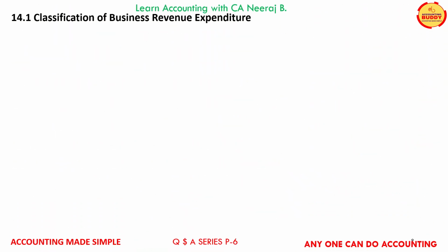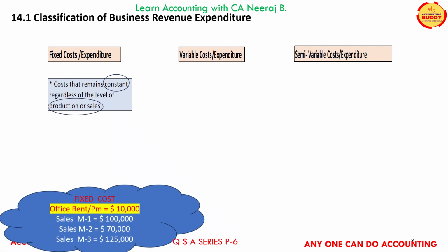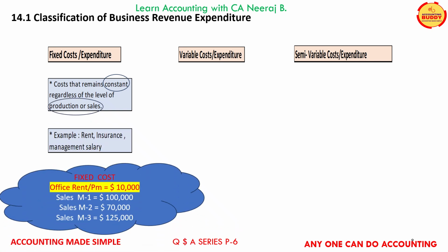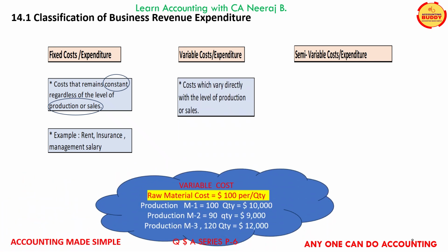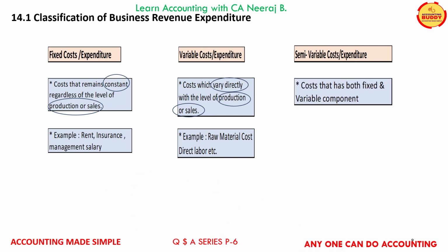Business expenditure can be classified into fixed cost, variable cost, and semi-variable cost. The cost that remains constant regardless of the level of sales or production is called fixed cost. Examples of fixed cost are rent, insurance, and management salary. Variable costs vary directly with the level of production or sales. Examples of variable cost are raw material cost and direct labor cost. Semi-variable costs are neither fixed nor variable. A portion of it is fixed and a portion is variable.